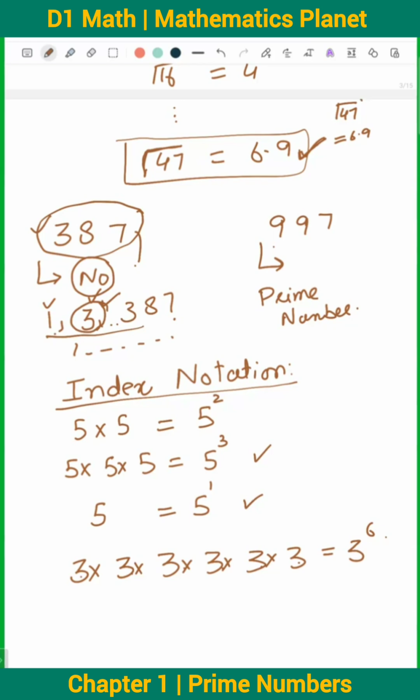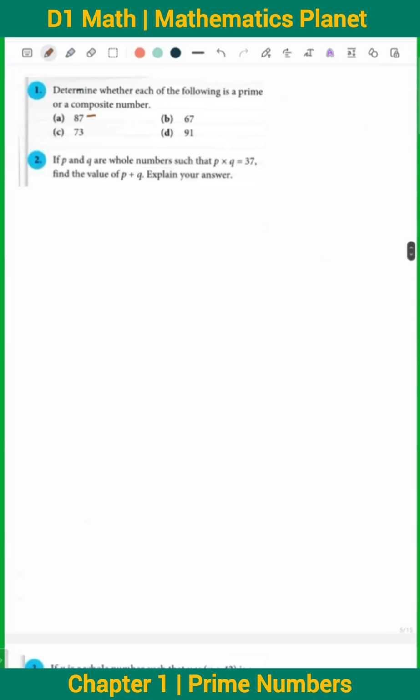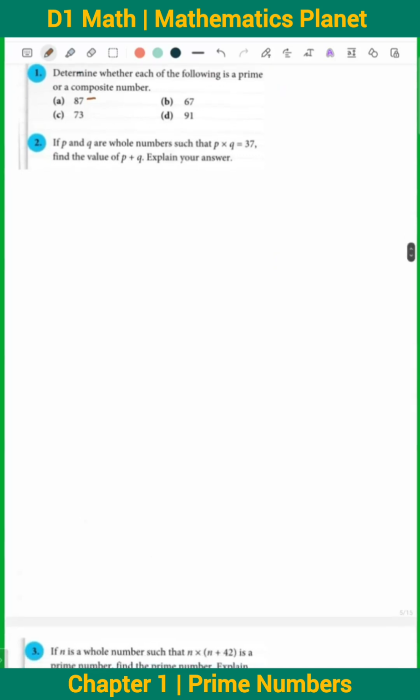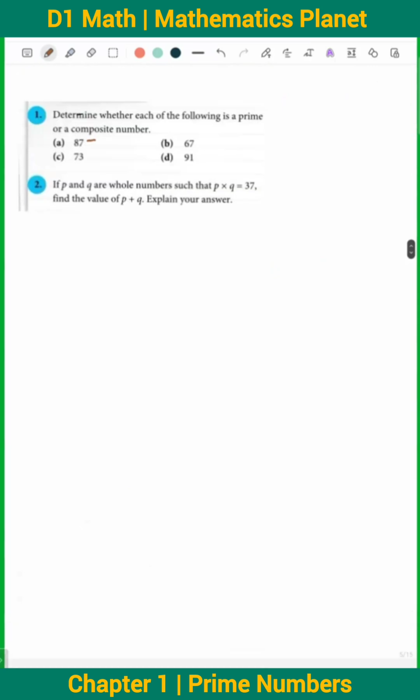Yes, ma'am. Okay, determine whether each of the following is a prime or a composite number. Yes, starting from Aisha, 87. Prime number. Okay. Next. Yes, Fajr, 67. Miss, 67 is a composite number. Why? Miss, it's a prime number because it can only be divided by one and itself.